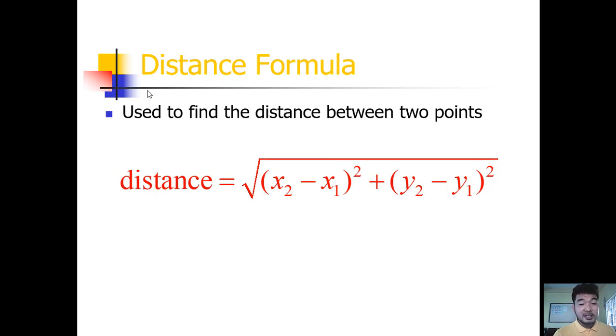d, or distance, is equal to the square root of the quantity of x sub 2 minus x sub 1 squared plus the quantity of y sub 2 minus y sub 1 squared. So ito yung formula. Please take note, copy this formula in your notebook and try to follow solving and applying this distance formula.